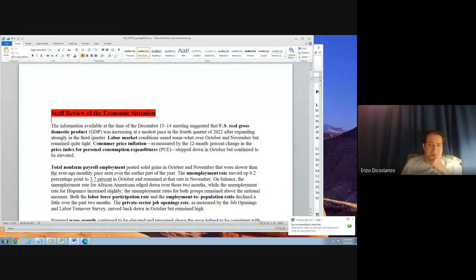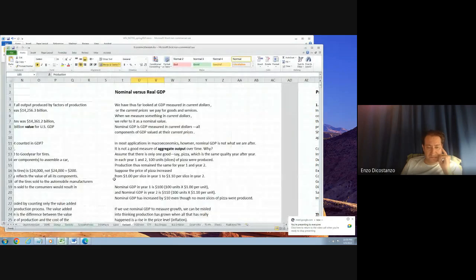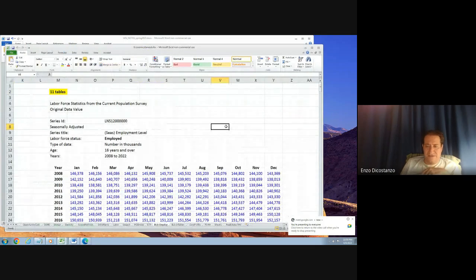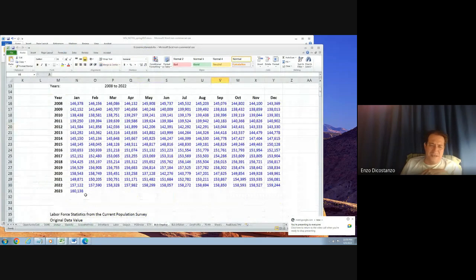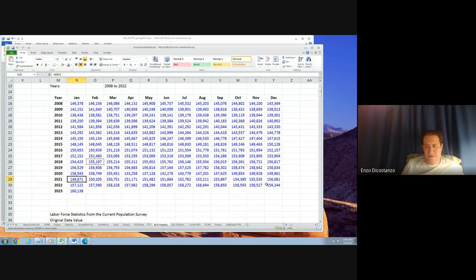Again, that was just a sentence that says labor market conditions eased somewhat over October, November, but remain quite tight. So let's look at some of the labor market numbers. I always recommend that you guys look at the December numbers. I updated the January numbers, but they're only going to talk about December, November, and numbers like that.